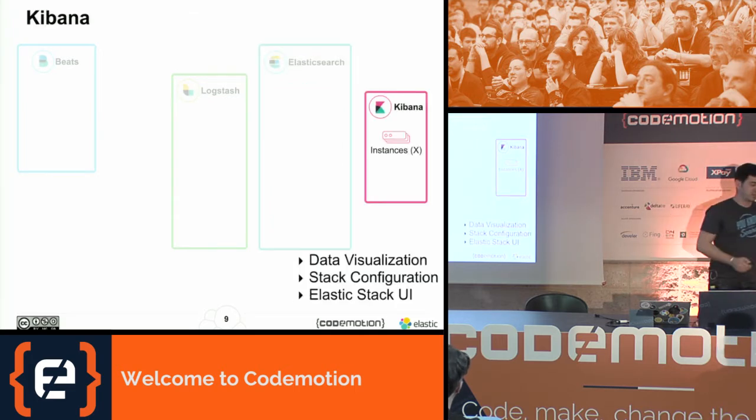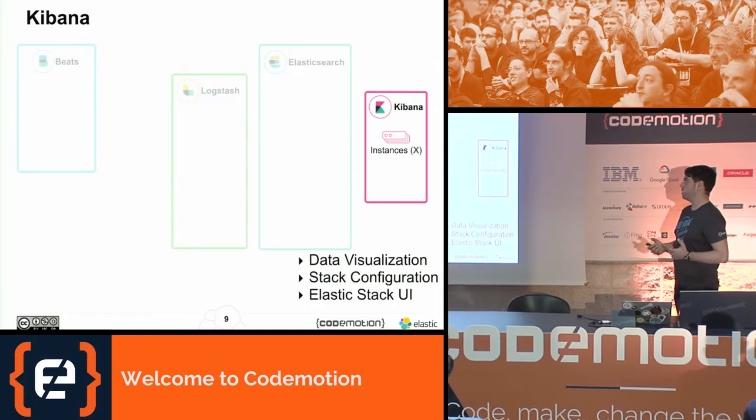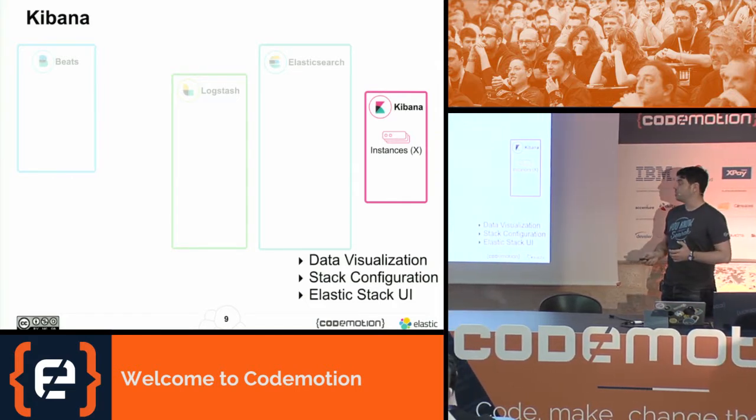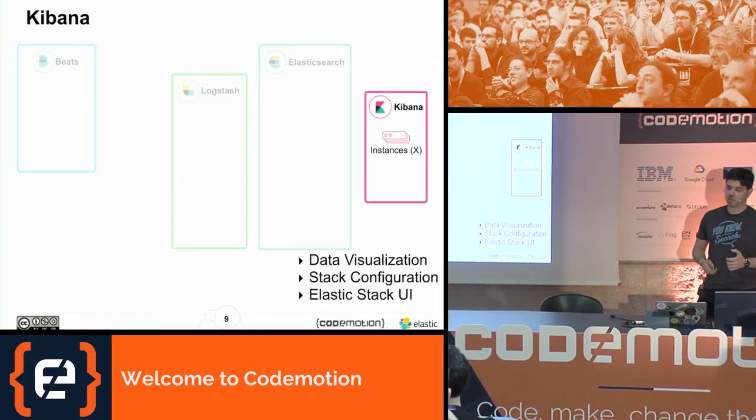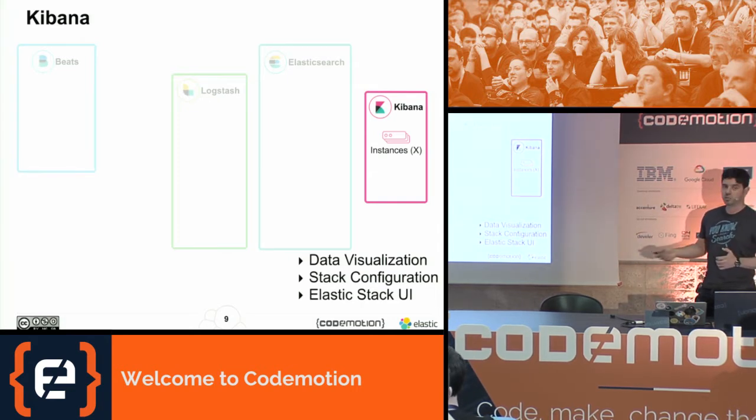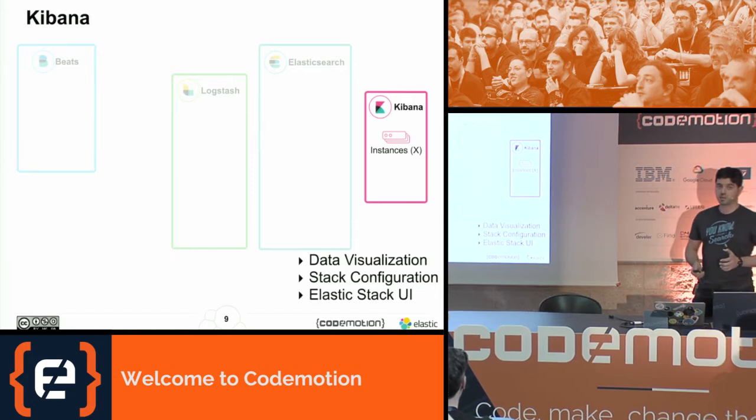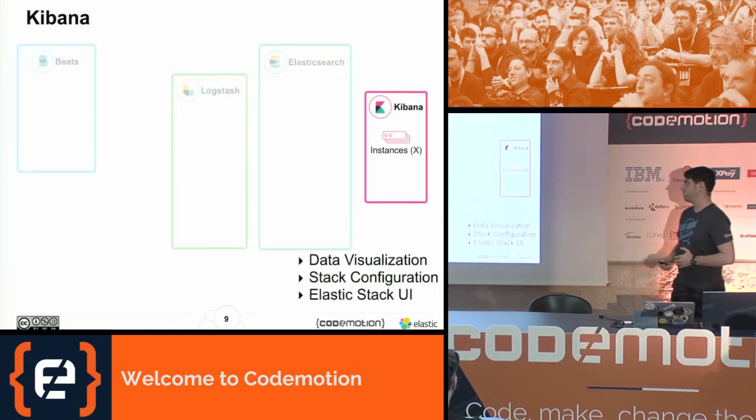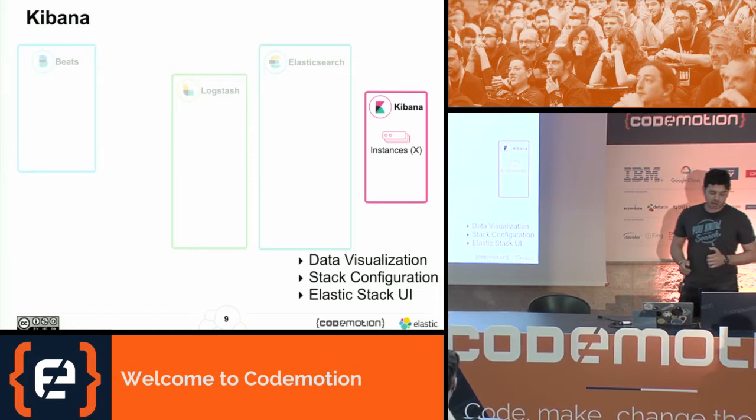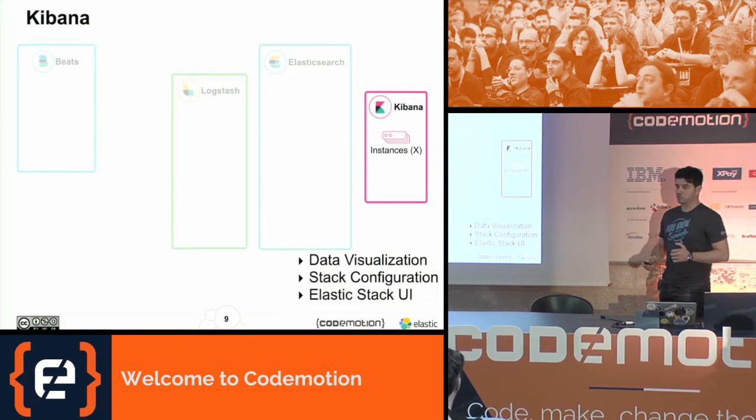Kibana sits at the top of the stack, and you can think of it as a UI for the user. So you can run your searches in Kibana, you can create visualizations and dashboards. It's common in network operation centers to see big screens with Kibana dashboards showing what's going on in your infrastructure. Also, Kibana allows for configuration and management of your components throughout the stack.